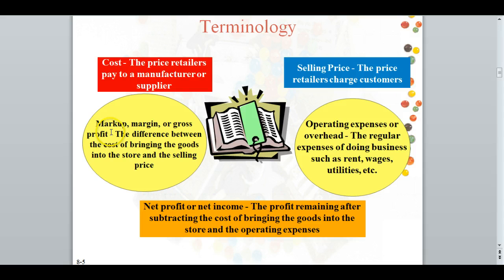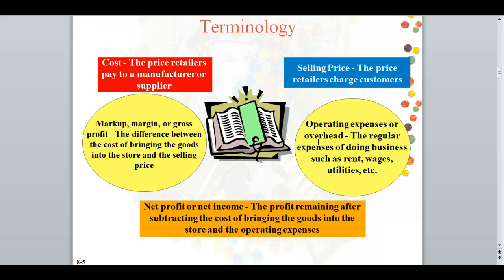So our markup, margin or gross profit, kind of all the same thing and same idea here. It's the difference between the cost of bringing the goods into the store and the selling price. So how much did it cost to get them to our store, and then how much did we sell them for, and the difference between that would be our margin or our gross profit there.